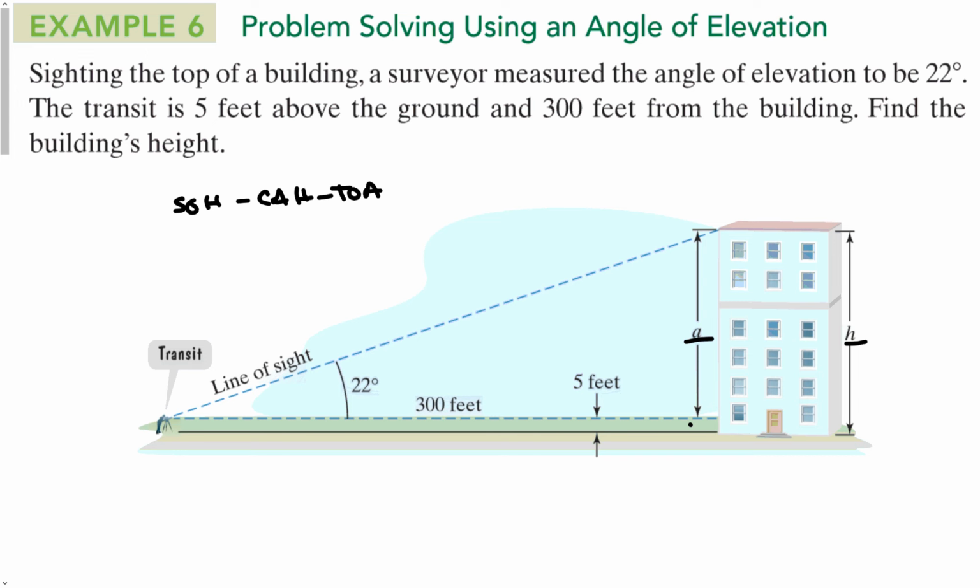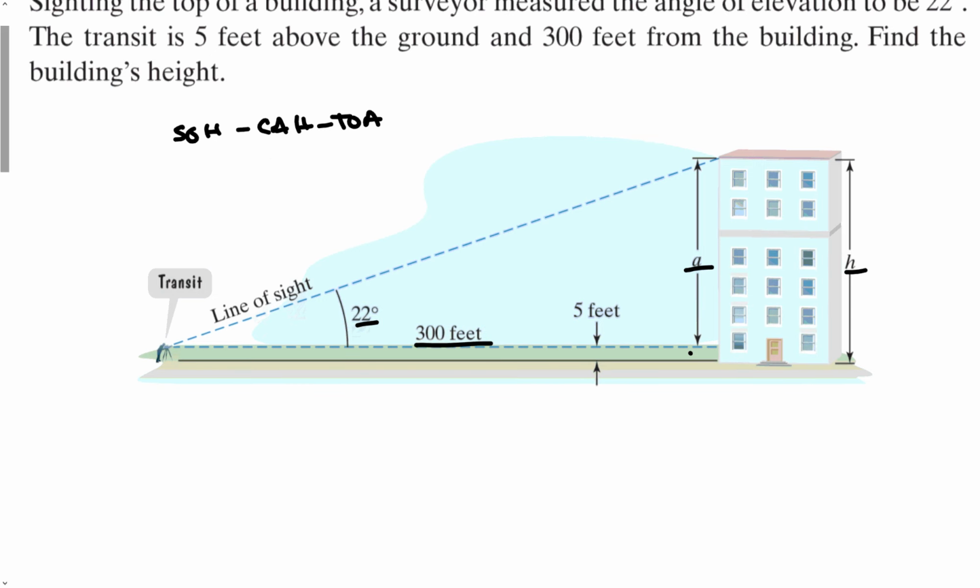Okay, so let's see. What do I know? What do I need? I know my angle. I have the opposite side and I want the adjacent side. I have the adjacent side and I want the opposite side. So we're going to use tangent. The tangent of 22 degrees is going to be equal to some number divided by 300.